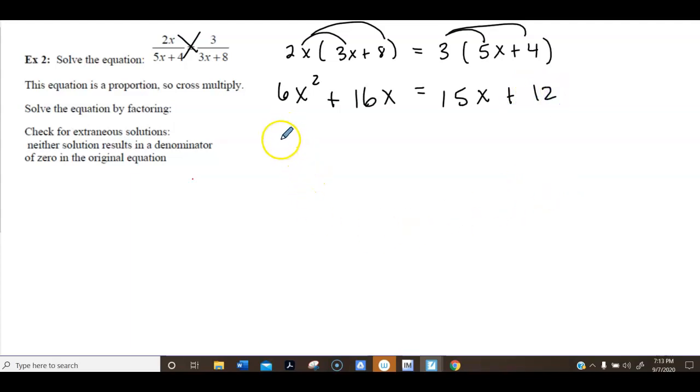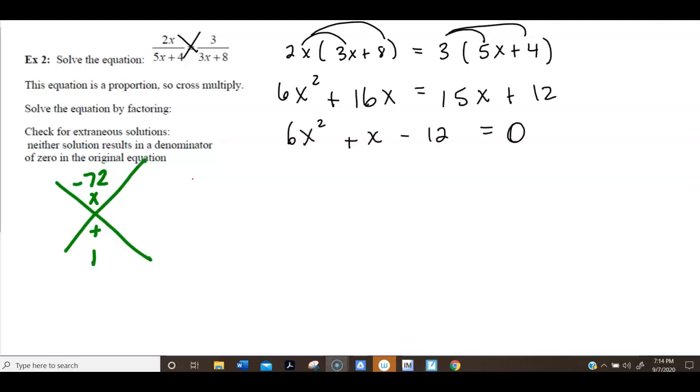Because this is quadratic, I'm going to set the whole thing equal to 0. I'm going to go ahead and practice the AC method with you again. A is 6 and C is negative 12. So you multiply A times C and you get negative 72. The middle number is a 1 in front of that x. The two numbers to multiply to get negative 72 is 9 times 8. And we want the 1 to be positive, so the 8 will be negative.